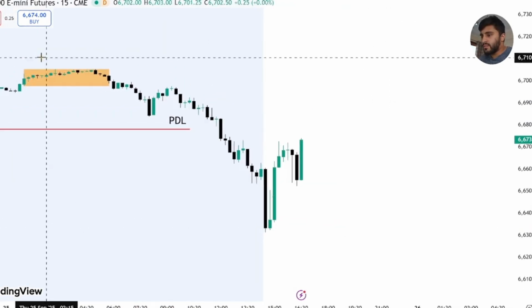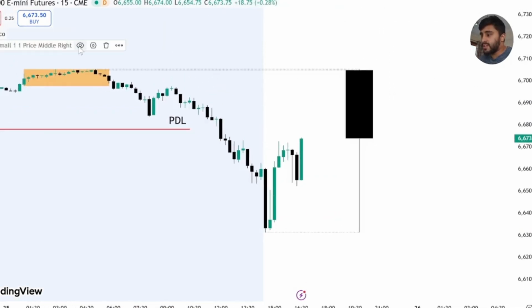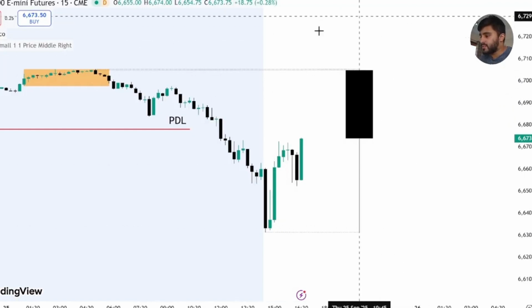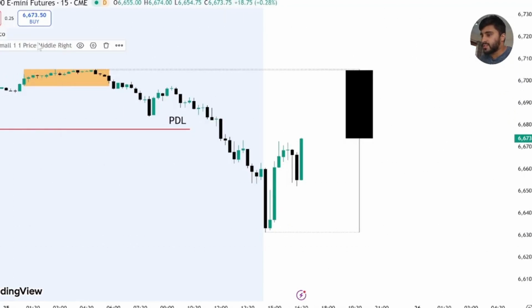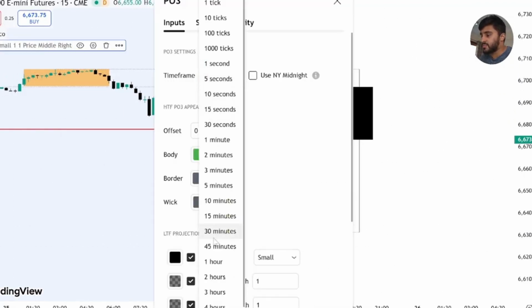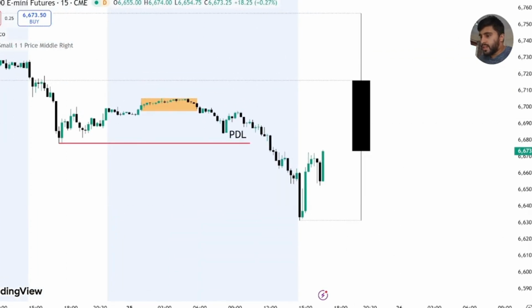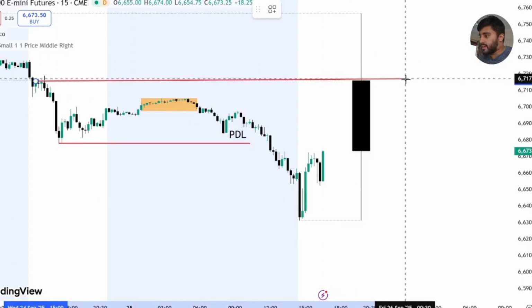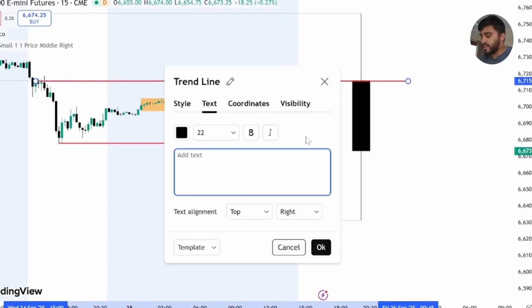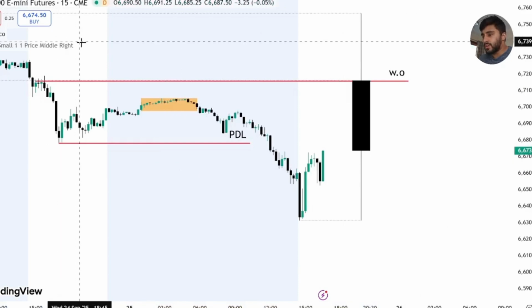The second thing, when you're looking at this, we want to use the daily or the weekly opening price. In this case, I'm going to use the daily opening price because the daily and the weekly are both in a similar-ish position, right? If you look at the weekly opening price, we are here. So this line here is the weekly opening. I'm just going to write WO. This is the weekly opening price.